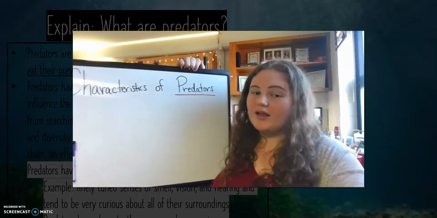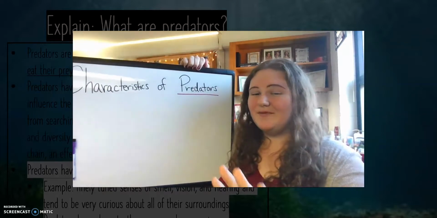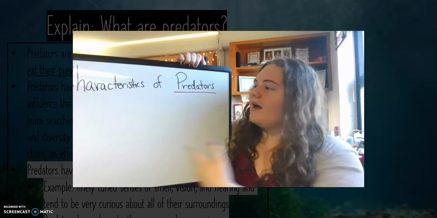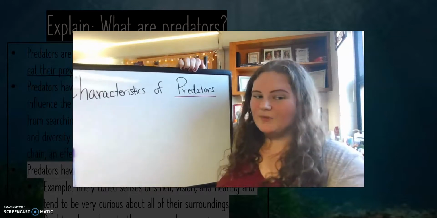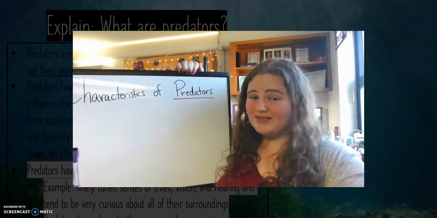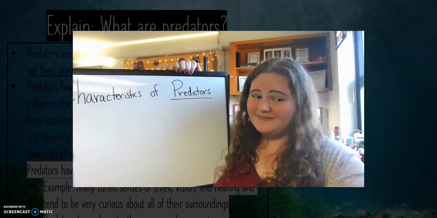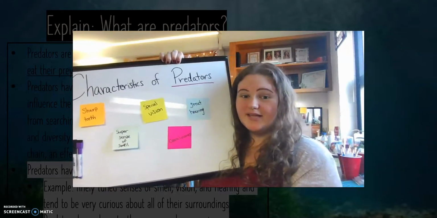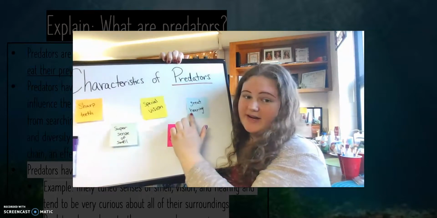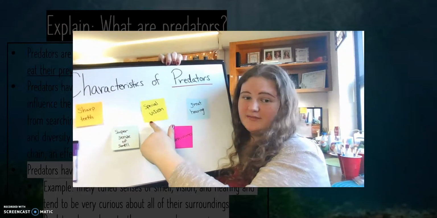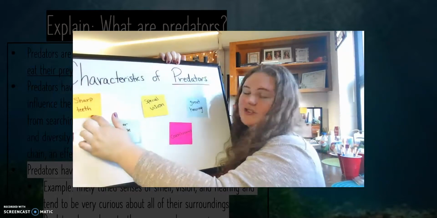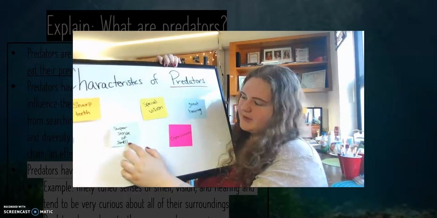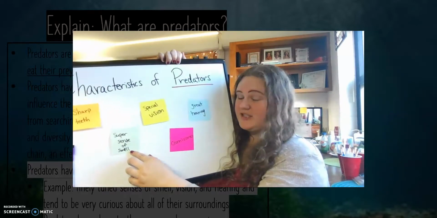You can just volunteer to say something if you know it, and if not, I'm going to come up with some characteristics as well. But I'd like to hear from you first. So does anyone have any ideas? All right, so these are the examples that I heard. Great hearing, special vision, yep, definitely. Sharp teeth, oh yeah. Super sense of smell, that's a good one.